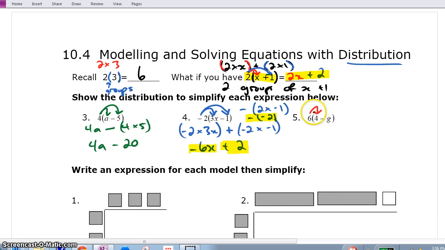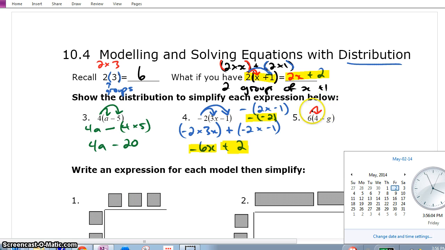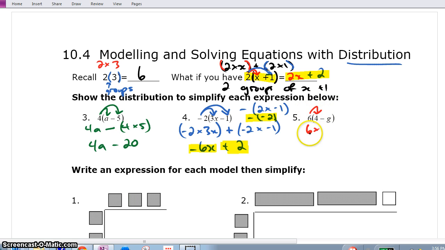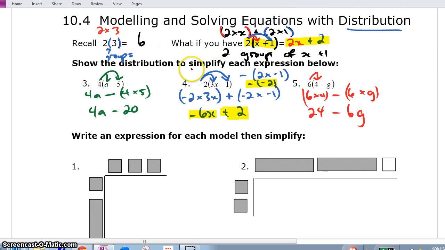Last one here, our coefficient, the number in front, the number of groups is 6. So we have 6 4's, which is 24. And then we're taking away 6 times g, so we're taking away 6g. Okay, that's one way to show or think about the distribution. Notice we didn't solve any of those, it just said simplify, so we just rewrote them without the brackets. That's the simplification step, is to rewrite it without the brackets, not to solve it.